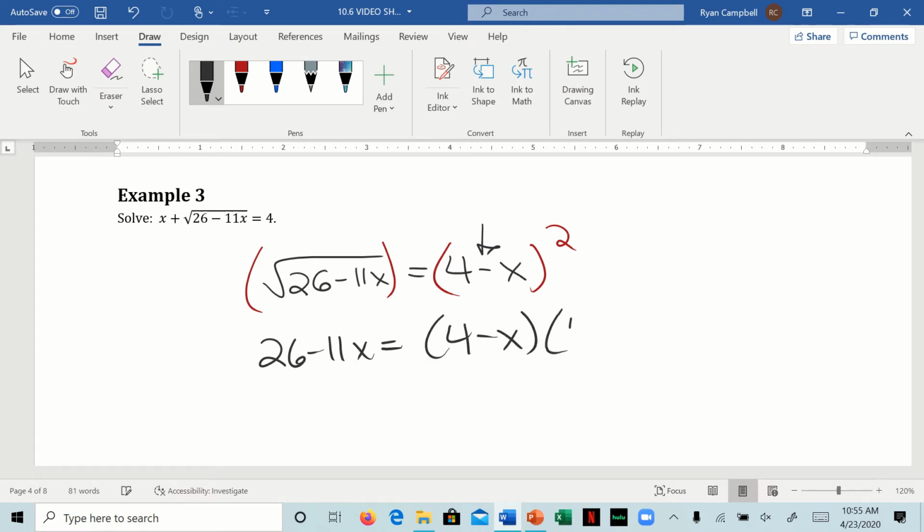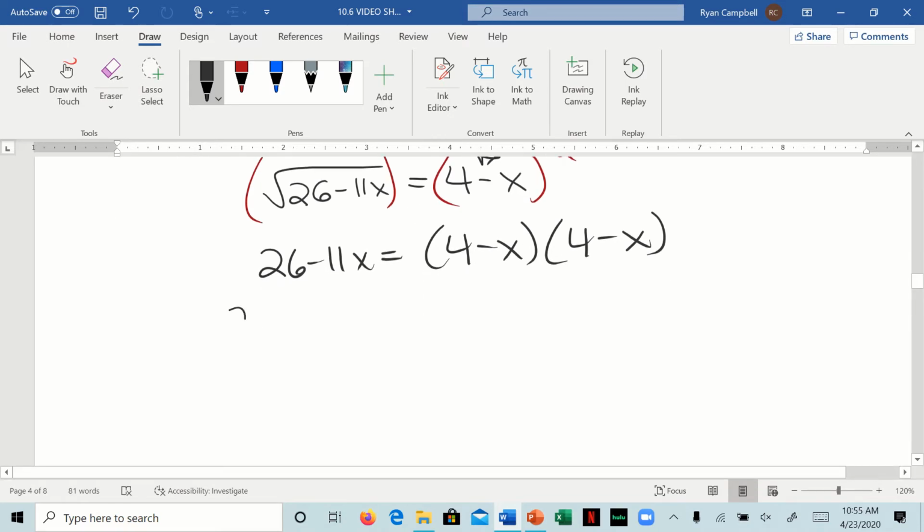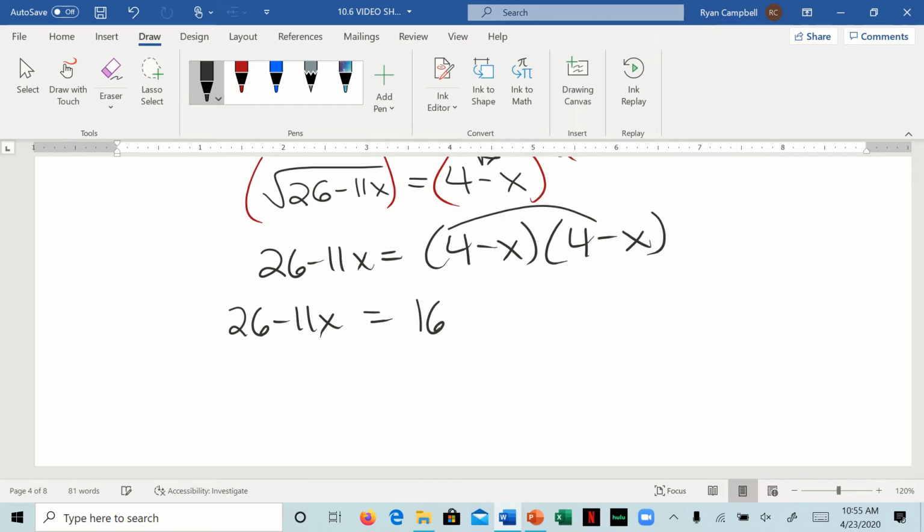4 minus x times 4 minus x. So we do 4 times 4 minus x, so 4 times 4 is 16. 4 times negative x is negative 4x. And you do negative x times 4 minus x. So negative 4x plus x squared.